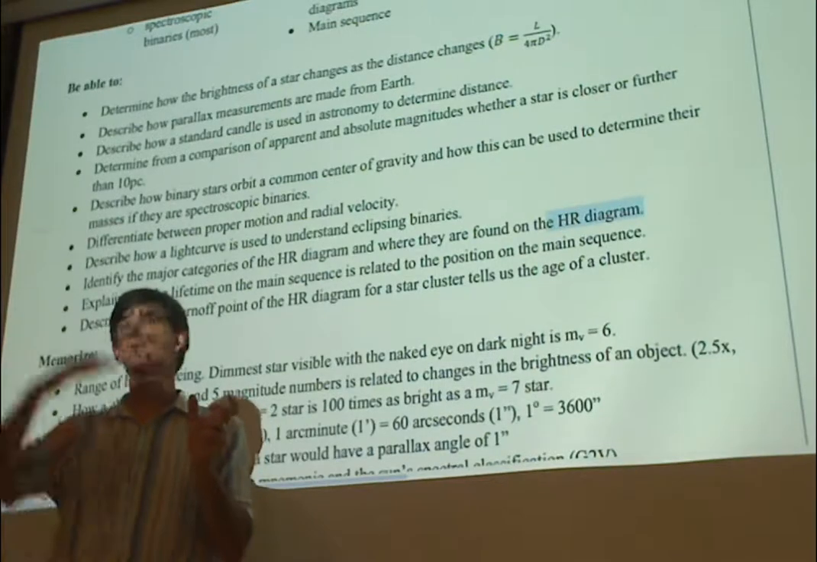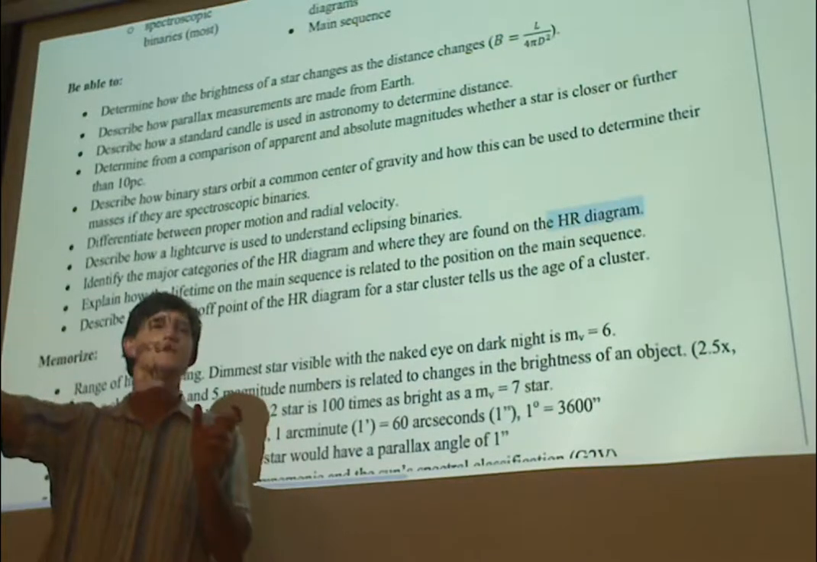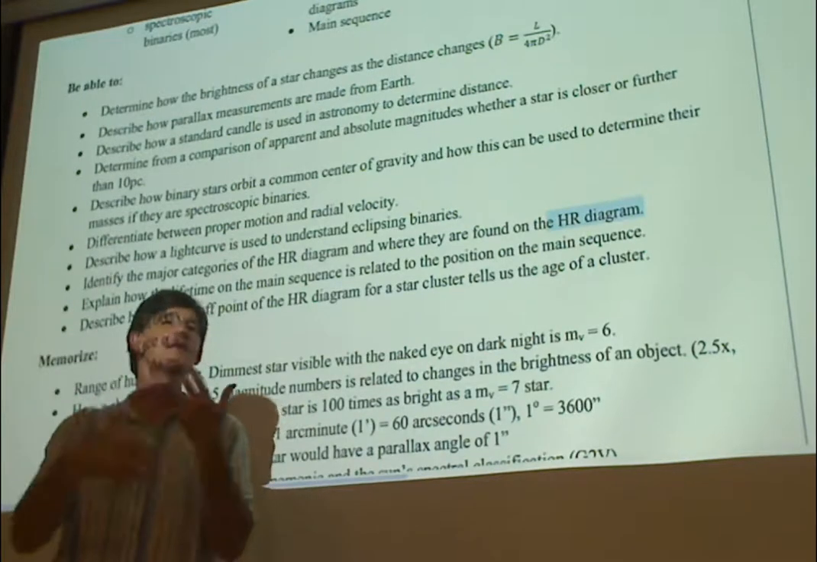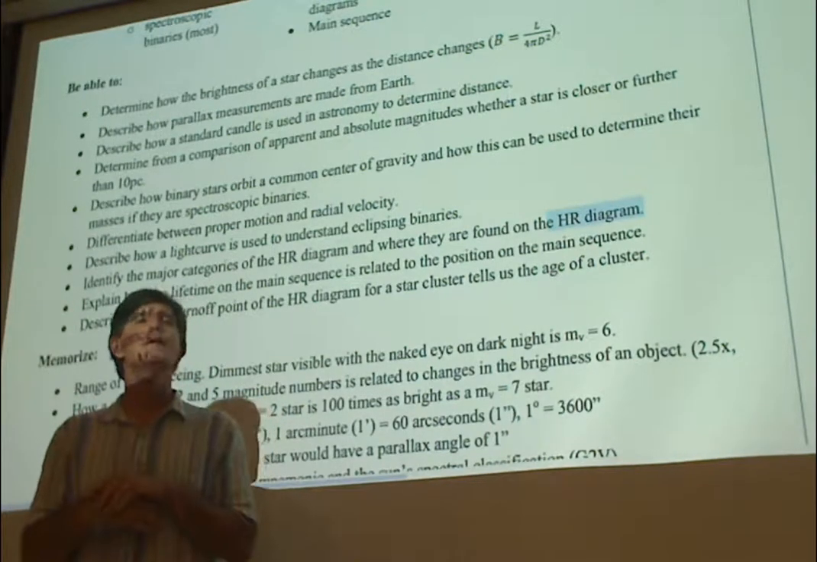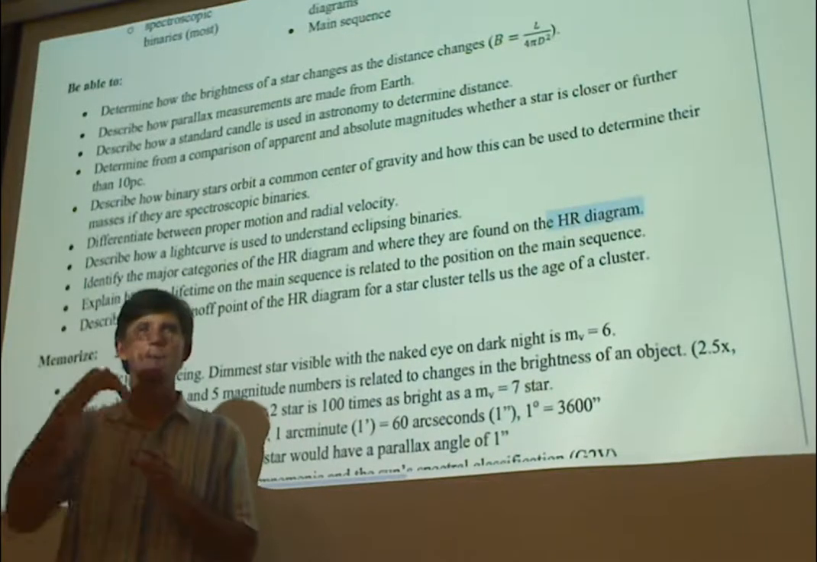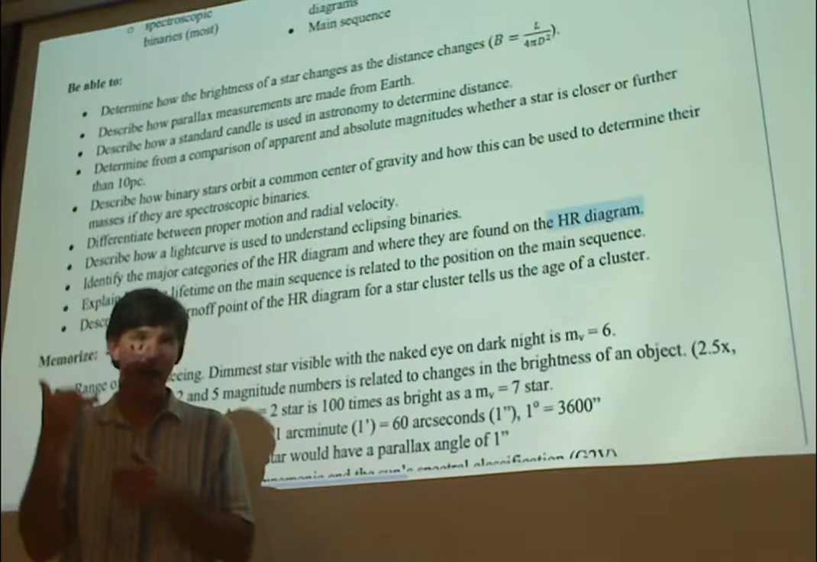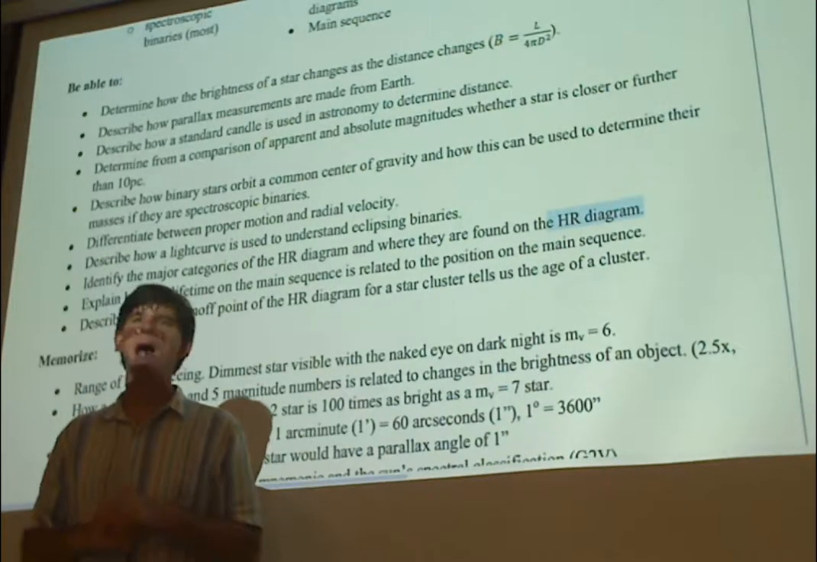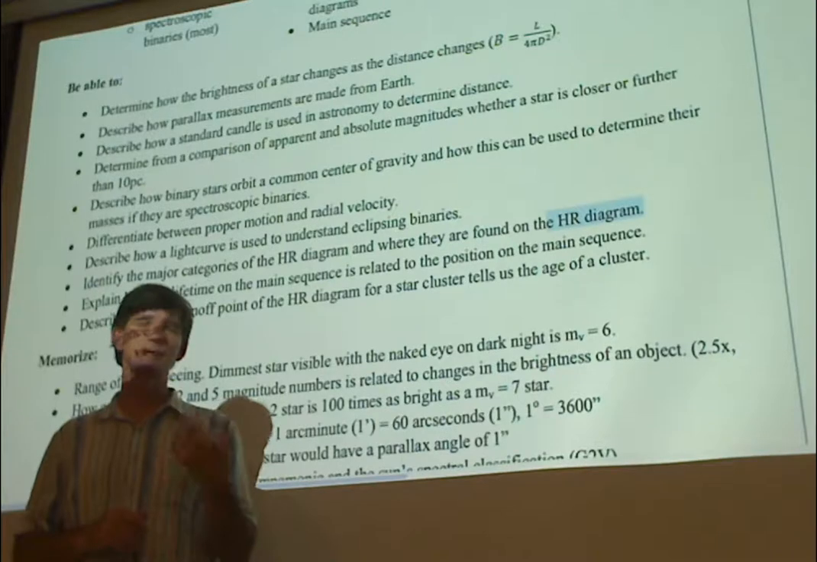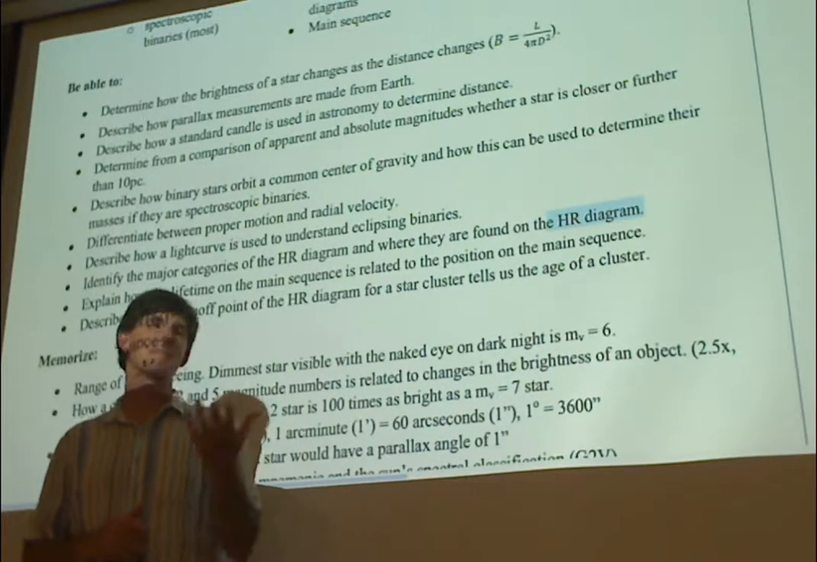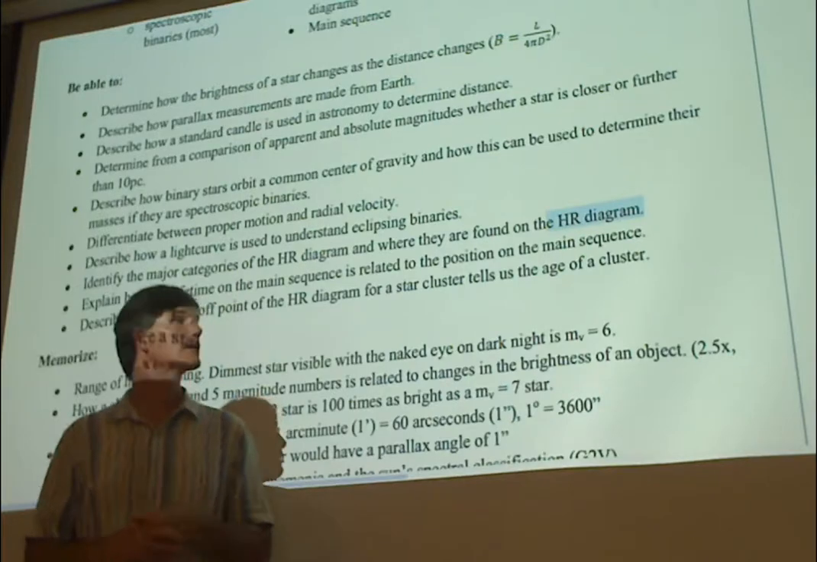But if a star gets brighter when you go to absolute magnitude, what does that mean? It's further away than 10 parsecs from the Earth, and so by bringing it to 10 parsecs, you get a brighter star. It would be a lower magnitude number, right? A lower magnitude number is brighter. What happens if a star appears to get dimmer when you do absolute magnitude? It must be closer than 10 parsecs, okay? That's the kind of idea.